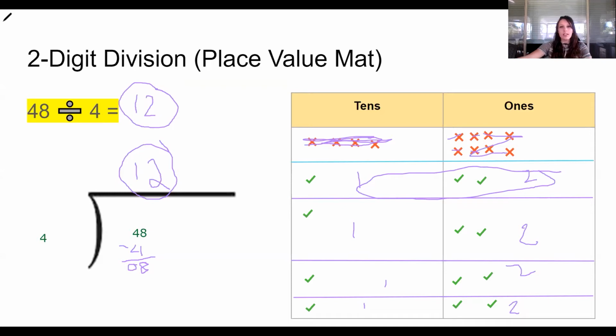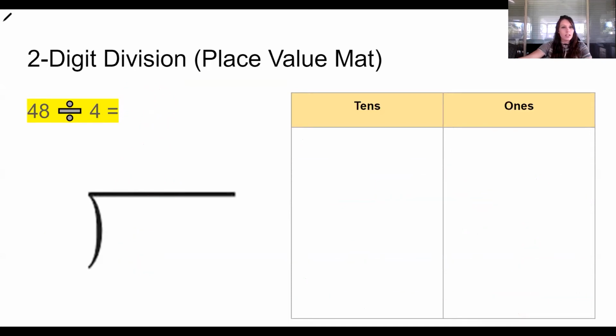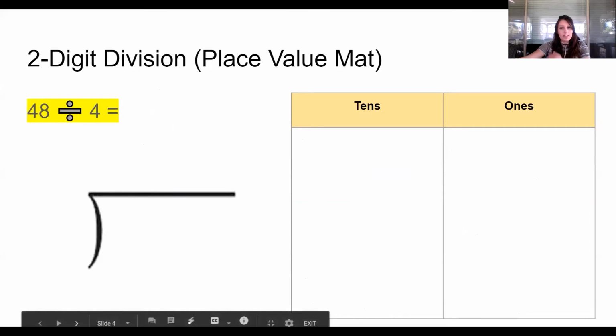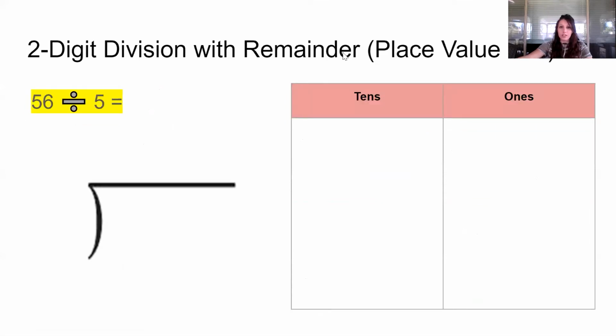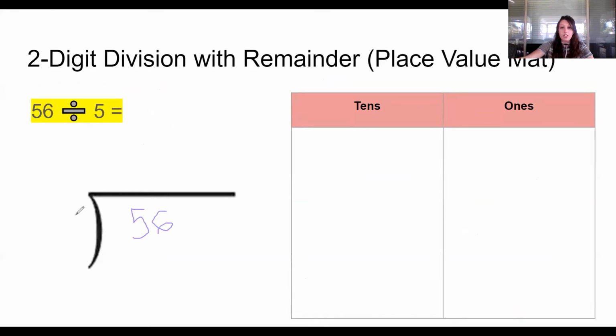Let's try another example. So we're going to move on to this one. This time we're going to have a remainder. So it's important to look out for this remainder. We are doing 56 divided by 5. So we're going to write 56 as our dividend, and 5 is our divisor. What we want to do is figure out what our quotient is.